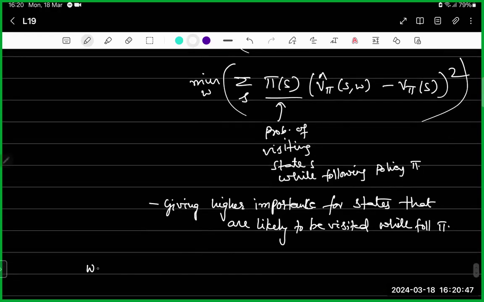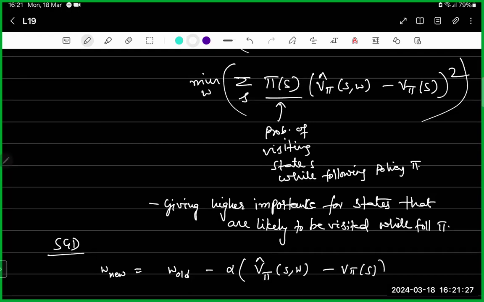So if you want to do SGD for this, we'll do it like this, right? W new equals W old minus some small constant times the gradient of this loss function. We want to minimize this loss function. So the stochastic gradient descent update for this will be some small constant, you can observe the 2 goes into the alpha, times the error, V pi of s minus V hat of s, W.